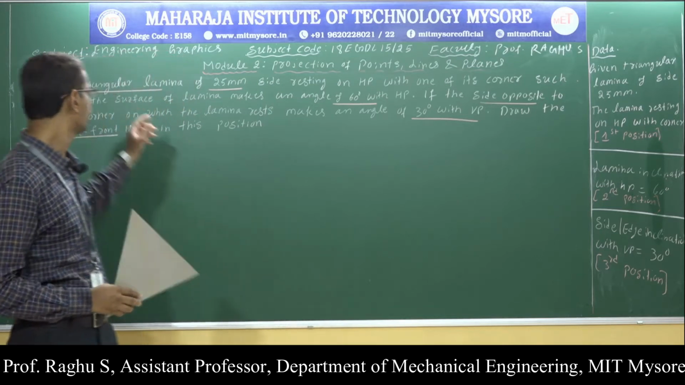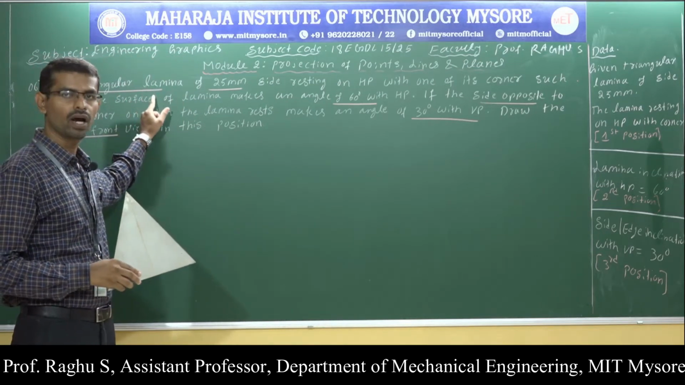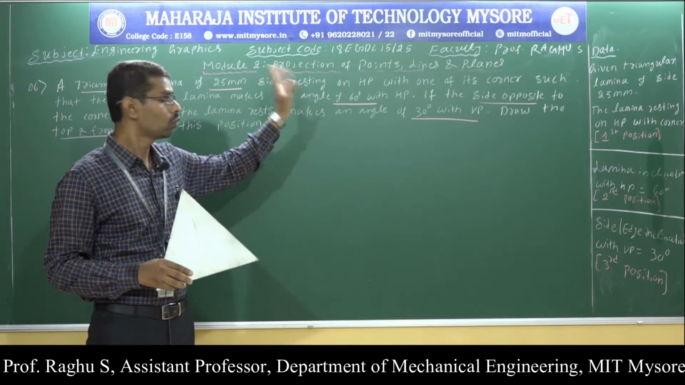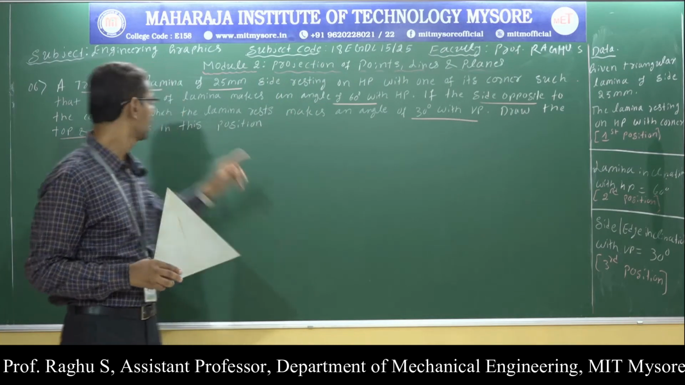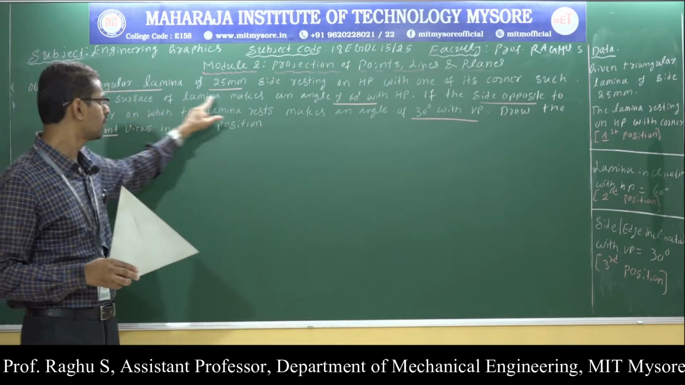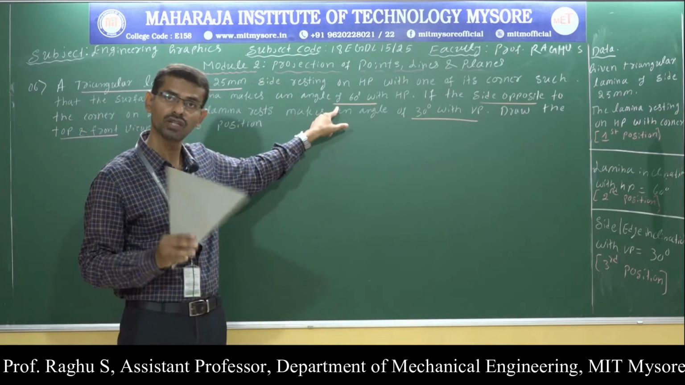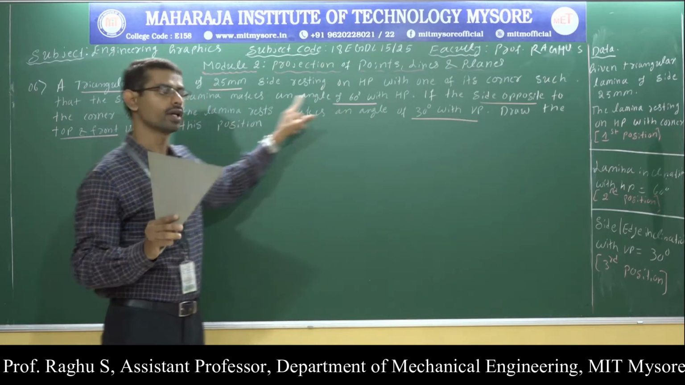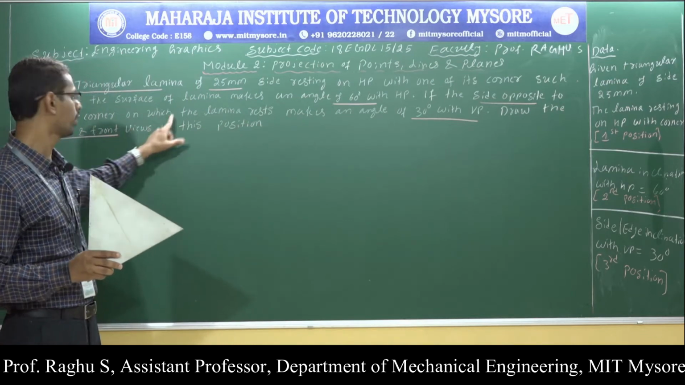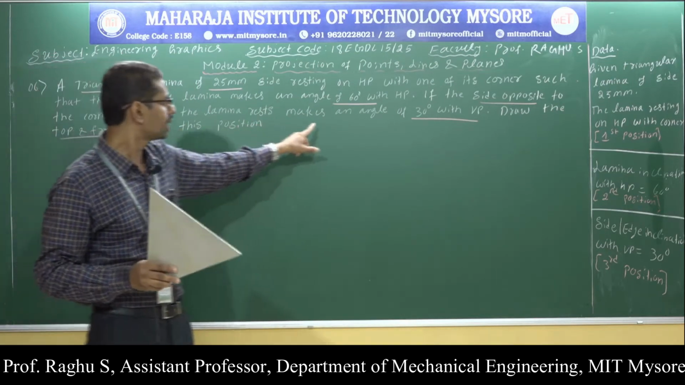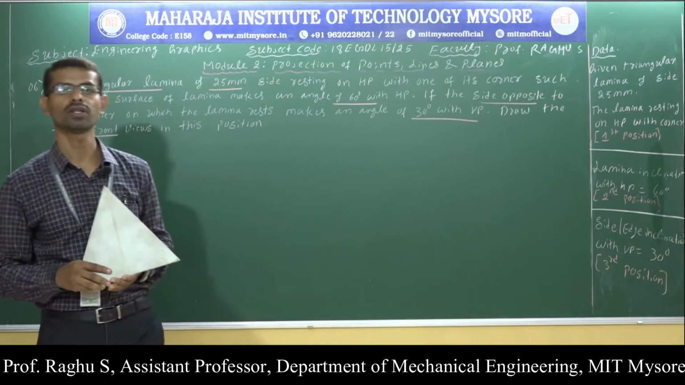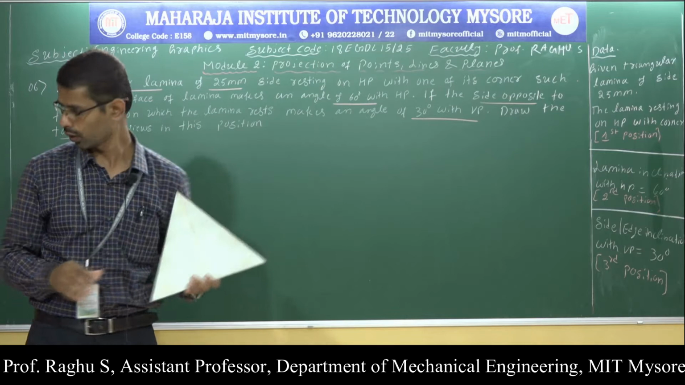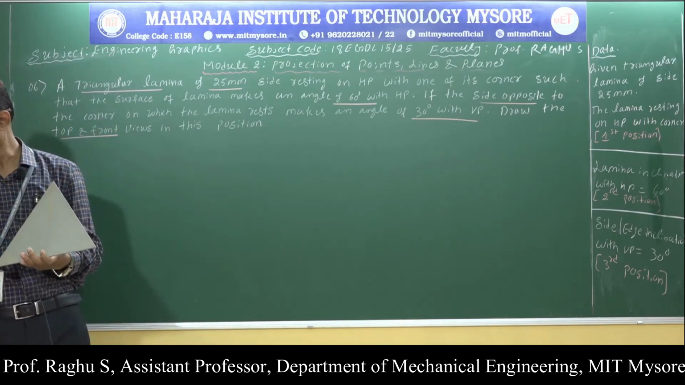Okay, the next problem: a triangular lamina of side 25 mm resting on HP with one of its corners, such that the surface of the lamina makes an angle of 60 degrees with HP, and the side opposite to the corner on which it rests makes an angle of 30 degrees with VP. Draw the front view and top view in this position. First, write down the given data.